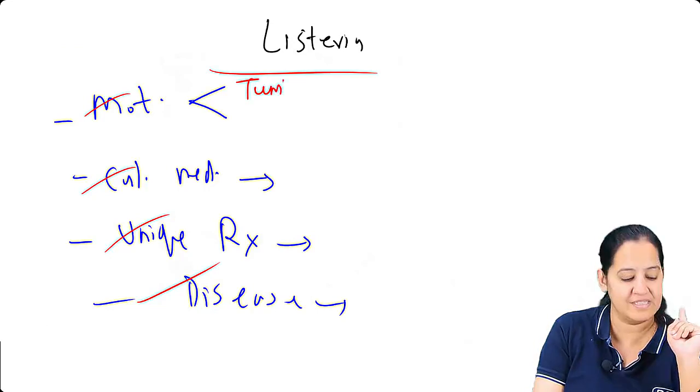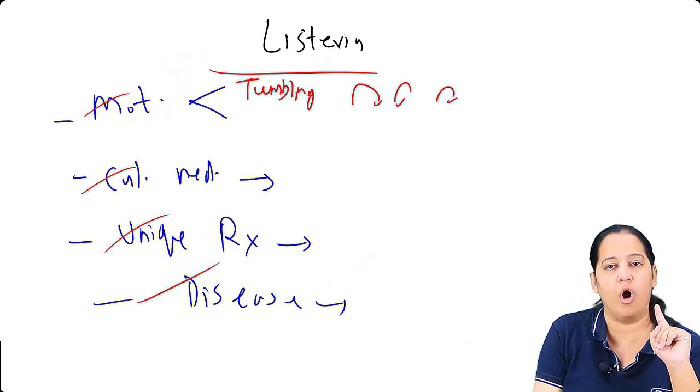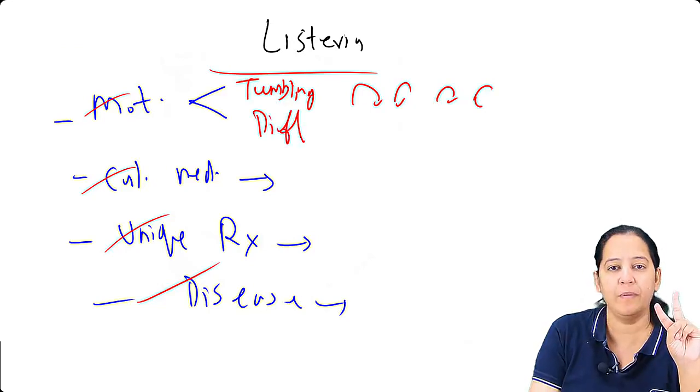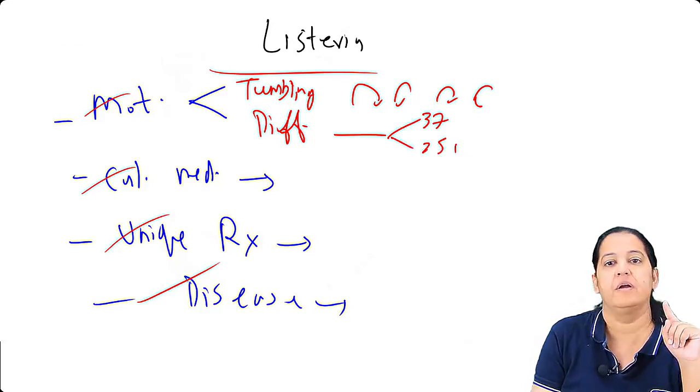So motility is tumbling. Why is everyone saying motility is tumbling? Clock, anti-clock, like that. Number two, it's differential. What do I mean by differential? It is motile at 25, but not at 37.